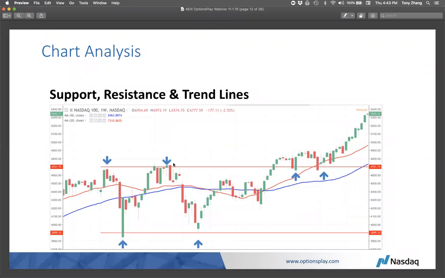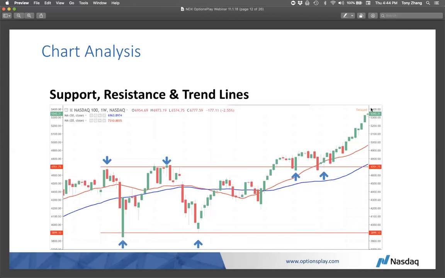And every time it hit that ceiling, it bounced off. When it hit the floor, it bounced higher, until effectively it finally broke above that ceiling. And once a ceiling is broken or resistance is broken, it becomes support. So as you can see, once we broke above 4,700, it came back down, bounced off of that floor, it came back down to that floor again and bounced higher.